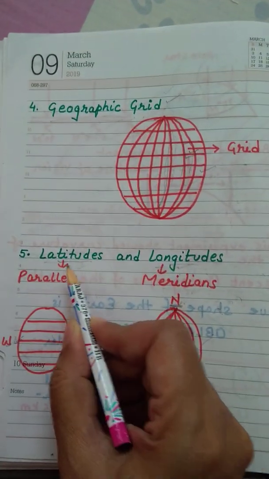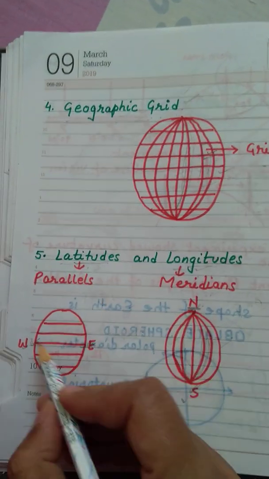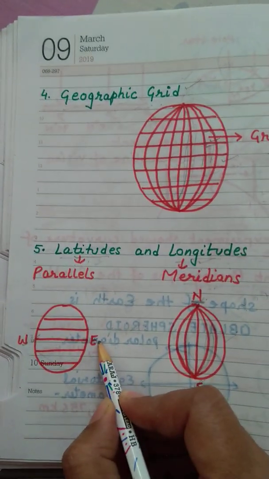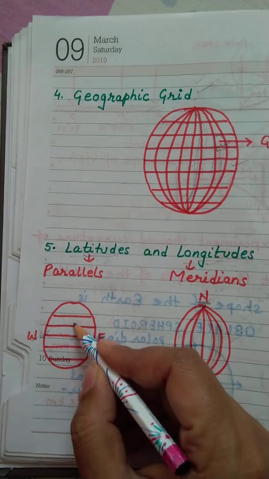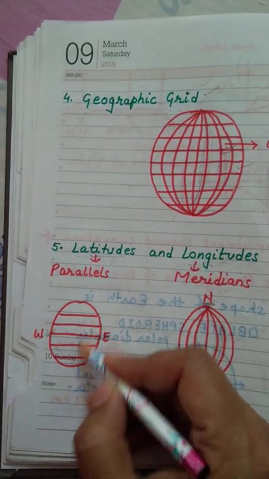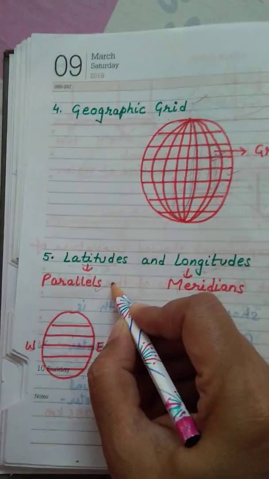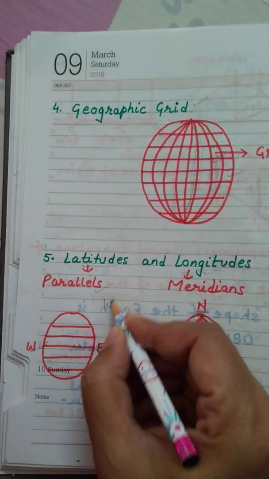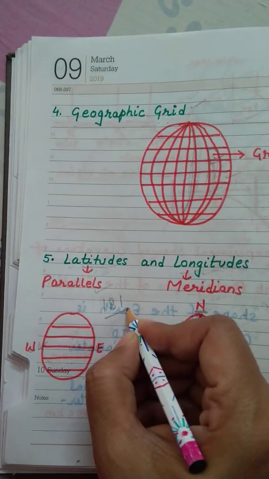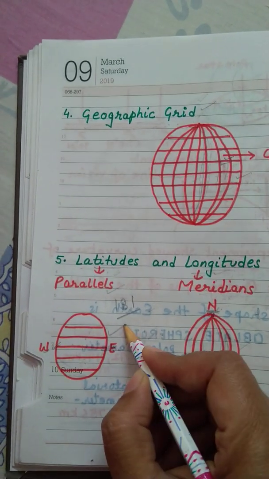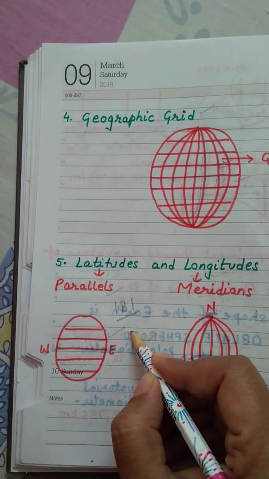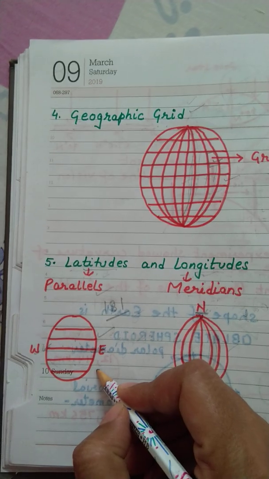What are latitudes? Latitudes are imaginary lines which run from west to east. These latitudes are parallel to each other. So that's why these latitudes are also called parallels. Total latitudes are 181. With the help of latitudes, we can depict different heat zones of the earth.